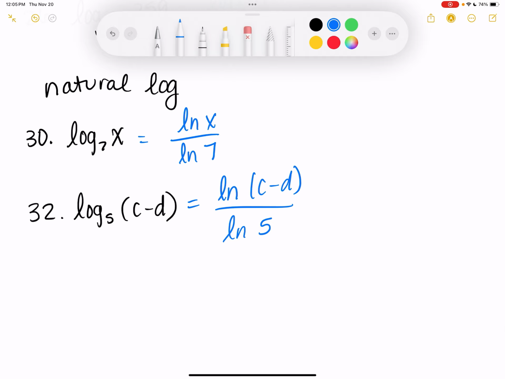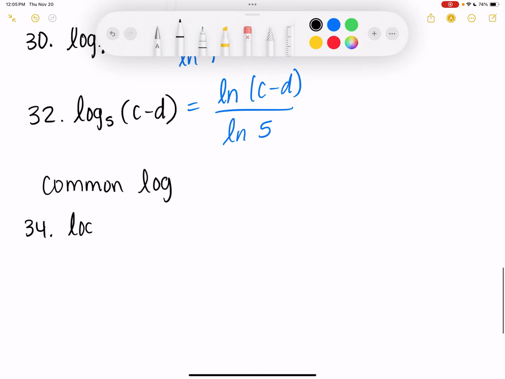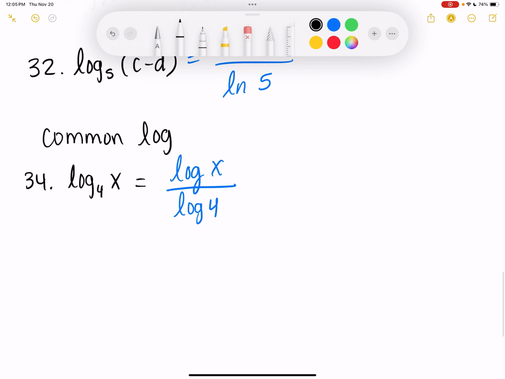All right, same instructions. However, they want us to use the common log. So that just means log base 10. So 34, log base 4 of x would be equal to what as a common log? Log x over log 4. Yep, I'm so smart. Ryan's got this under control.